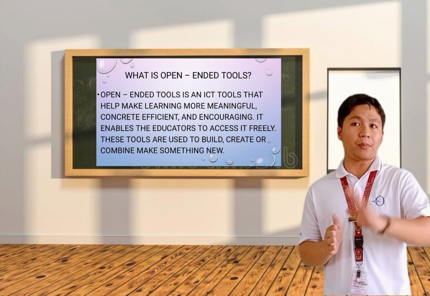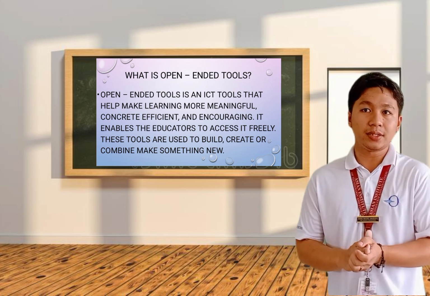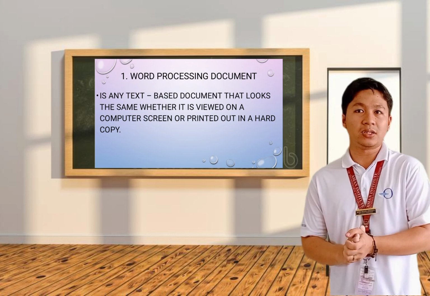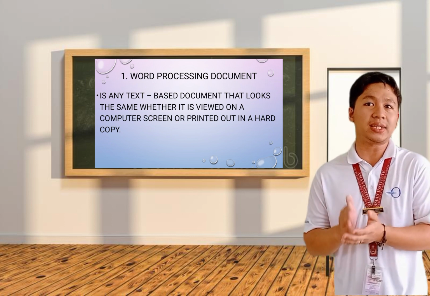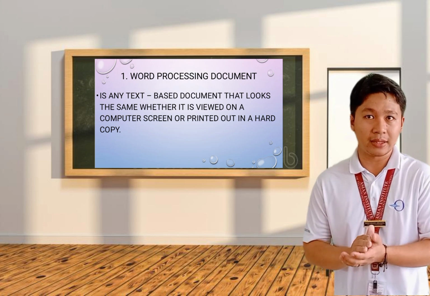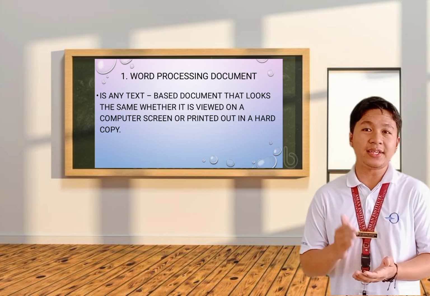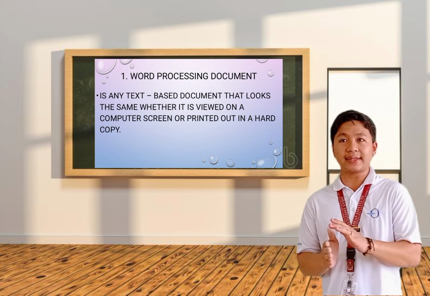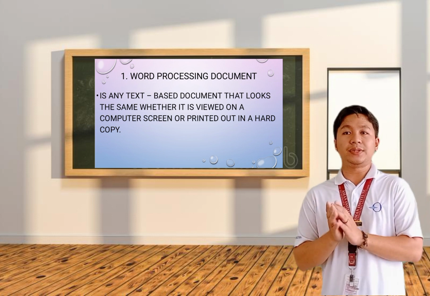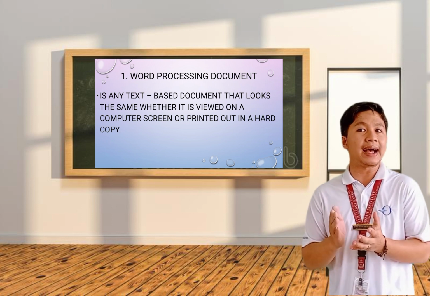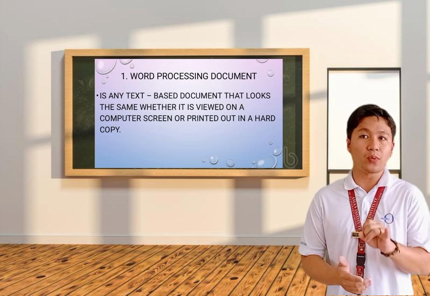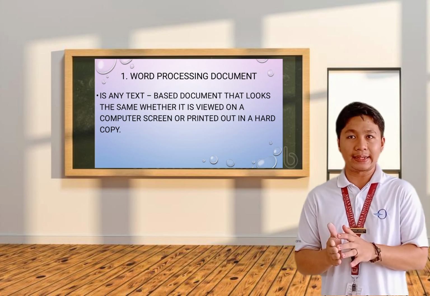So we have 4 types of open-ended tools, and let's start with word processing document. So it is any text-based document that looks the same whether it is viewed on a computer screen or printed out in a hard copy. So it is software in which you could edit text-based documents, insert pictures, shapes, and even some graphs. So this would be a tool to creatively present or create a handout or activity worksheets for students. So examples of this are Microsoft Word and the WPS Office Free Writer.